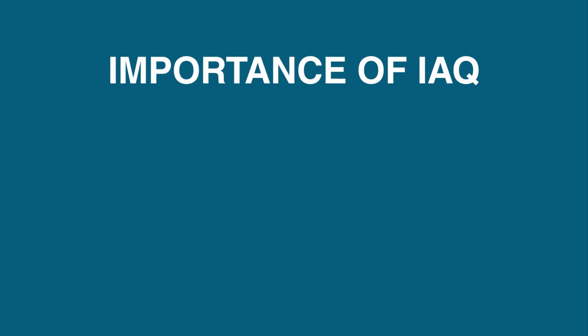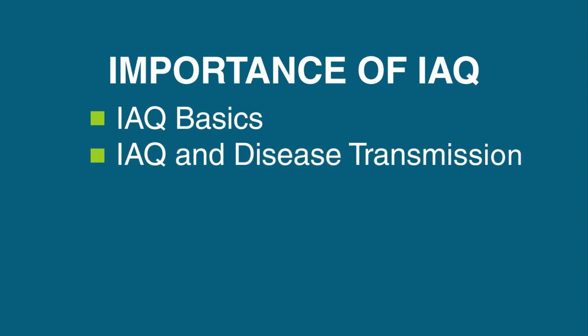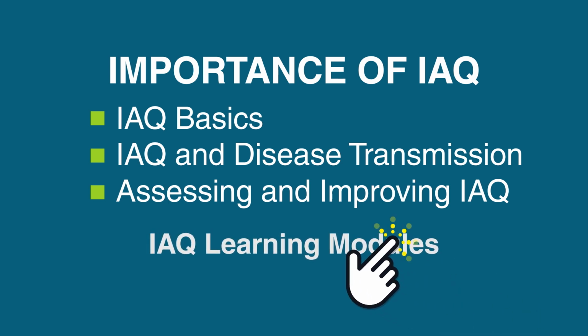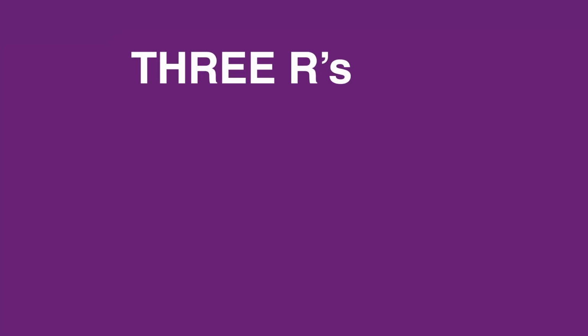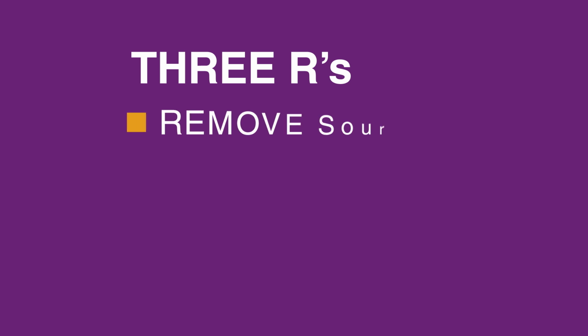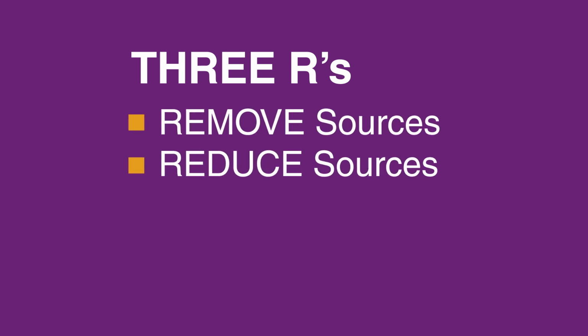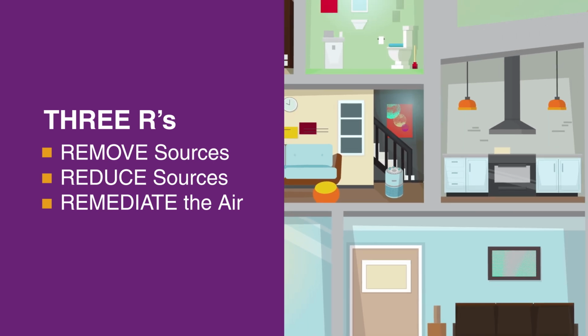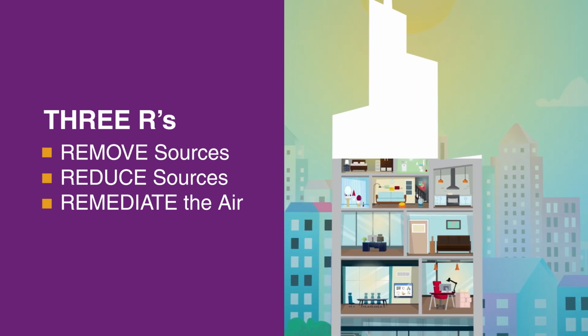Now that you understand the importance of having good indoor air quality and some IAQ basics, connections between IAQ and the transmission of respiratory diseases, and strategies for assessing and improving IAQ, we invite you to learn more of the details through the various modules. As you do, keep in mind the 3 R's for good indoor air quality: remove sources, reduce sources, and remediate the air. Together, we can make our buildings and the people in them healthier.